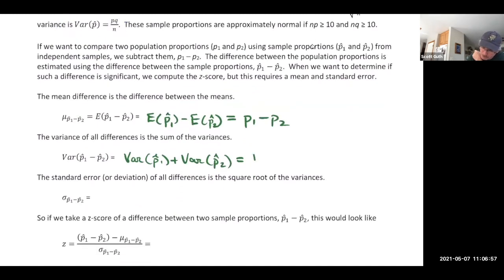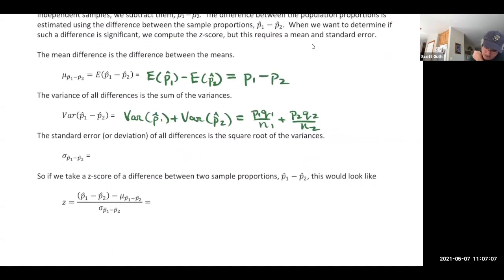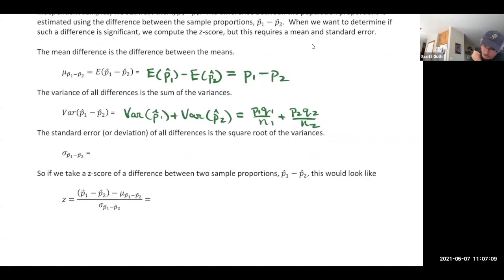There's going to be a p1 q1 over n1, and then the other one's going to be a p2 q2 over n2. And the standard error is just the square root of the variance. So standard error or standard deviation would be the square root of what we just did: p1 q1 over n1 plus p2 q2 over n2, like that.